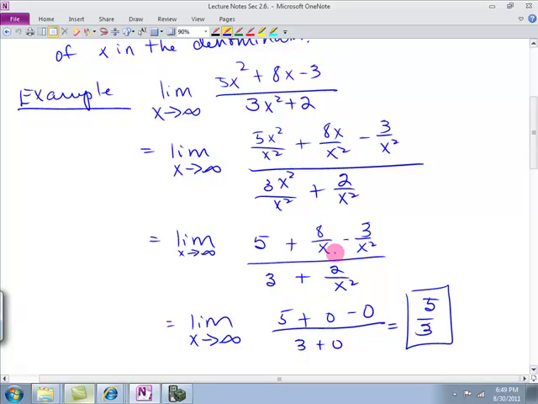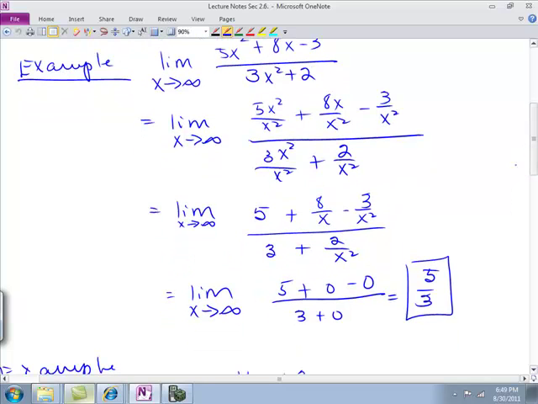All right. This needs to look familiar to you. It doesn't matter whether it's 8 over x. That's the same as 1 over x as far as the rule. So each of these pieces we evaluate then. The limit as x approaches infinity of a constant is just the constant. So we have 5. What does this one go to? 0. It doesn't matter if it's x squared on the bottom or x cubed. If you have a number on top and x to a power on the bottom, it's going to go to 0. So 5 plus 0 minus 0 over 3 plus 0. The limit is 5/3.